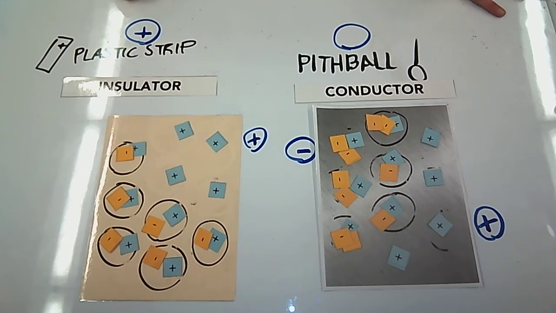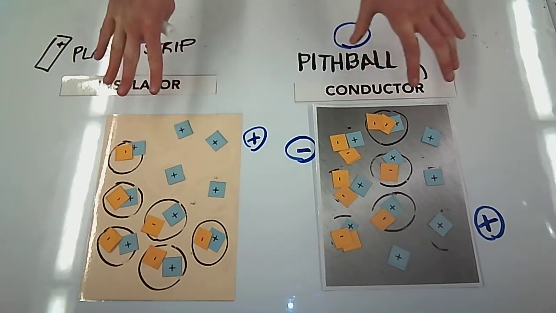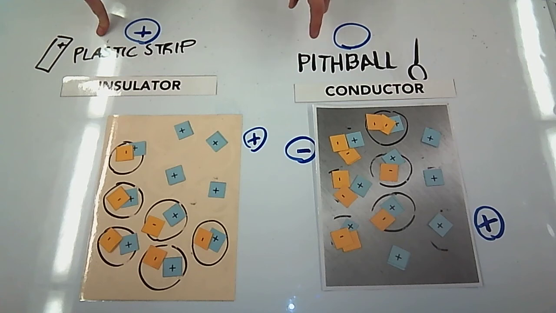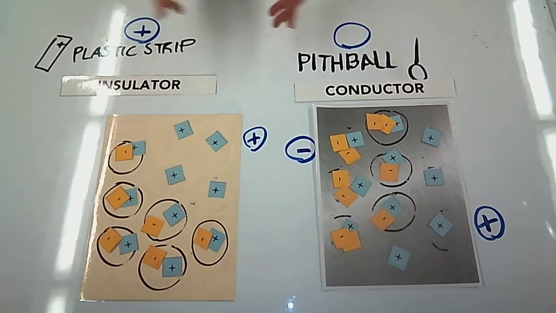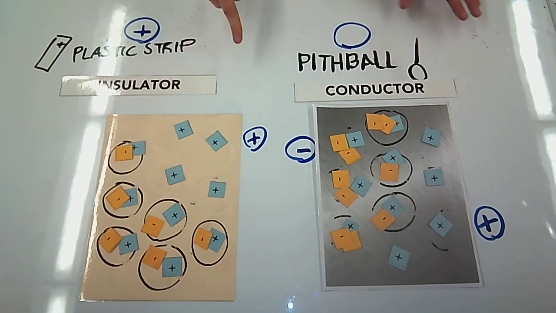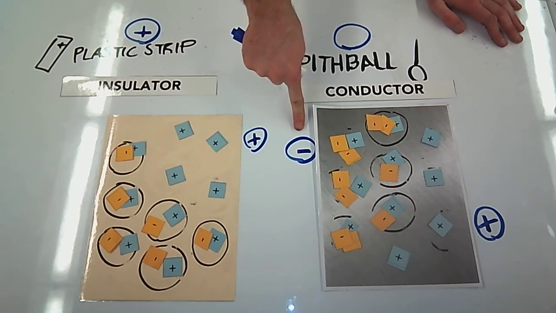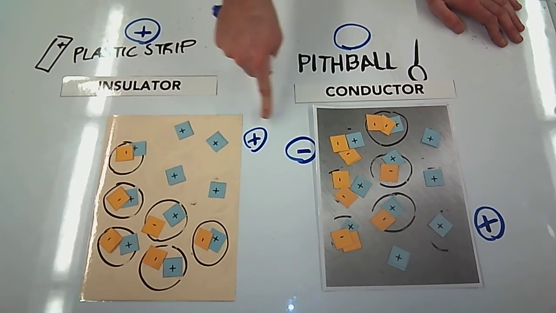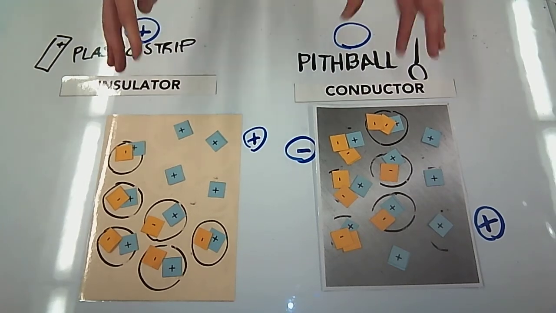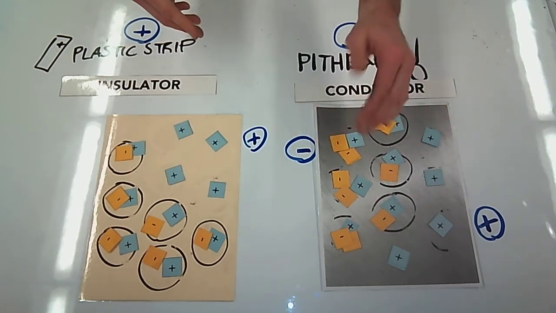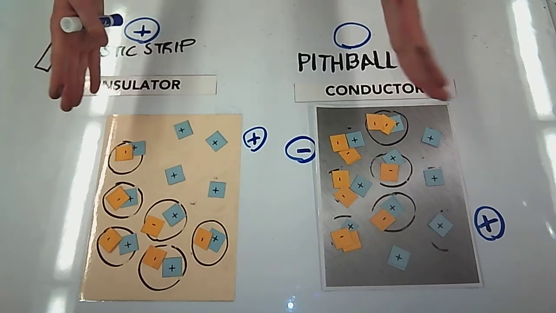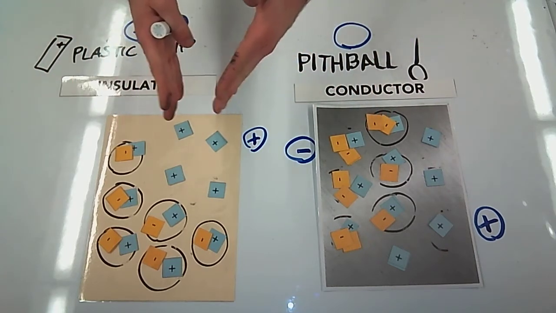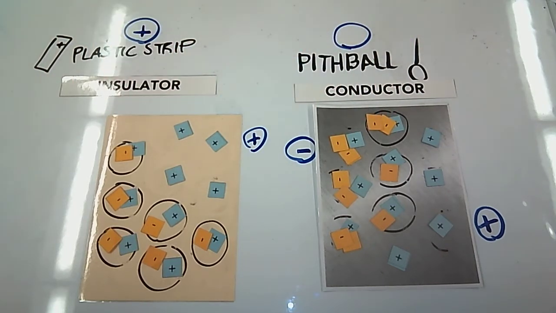The question in this problem is, even though the plastic strip and the pithball aren't touching, what's going to happen? Are they going to attract, repel, or nothing? If this side of my object is negative and my insulating strip is positive, opposites attract. So even though they're not touching, because electrons shifted over and made this side negative, my pithball is going to start to move over towards that plastic strip.